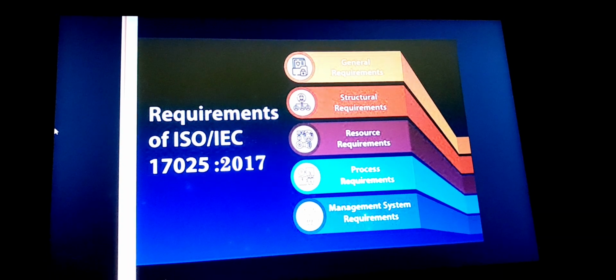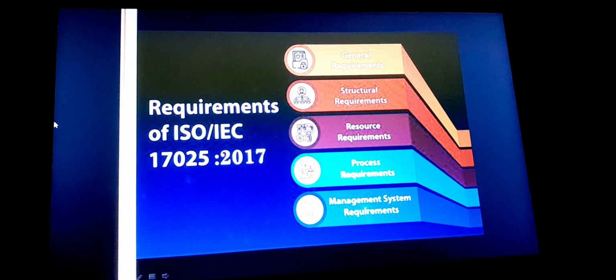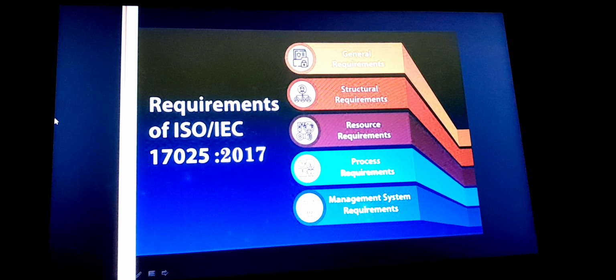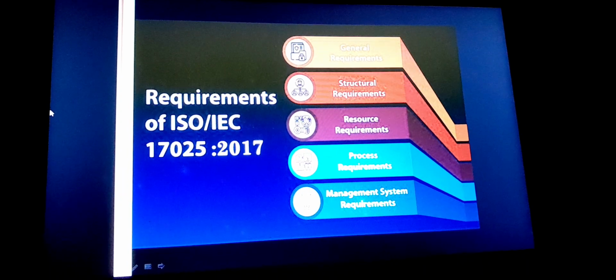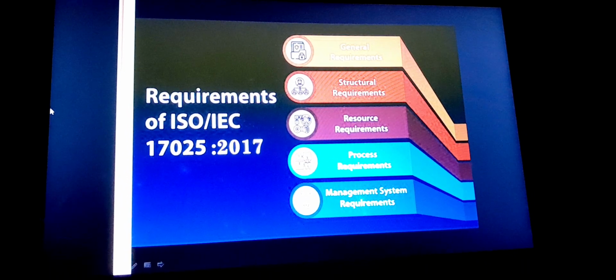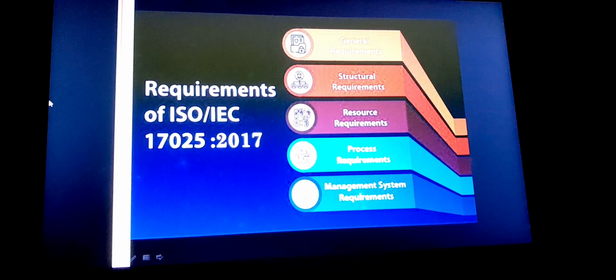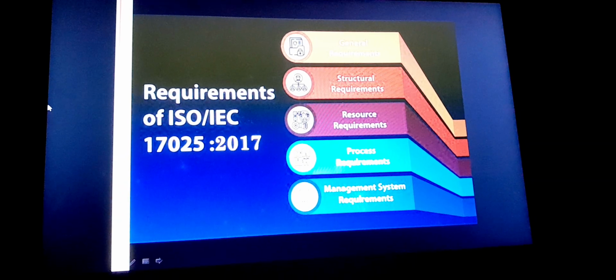But today I will discuss clause 6, which is the resource requirement. So without delay, let's start the topic. What is resource requirement, why it is needed, and why it is important.